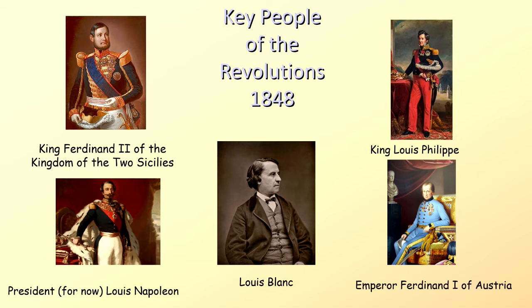Key people of the revolutions of 1848: we've got the Ferdinands and we've got the Louis. We've got King Ferdinand II of the Kingdom of the Two Sicilies. We've got Emperor Ferdinand I of Austria. We've got King Louis Philippe. We've got President Louis Napoleon, president for now, and we've got the utopian socialist Louis Blanc.